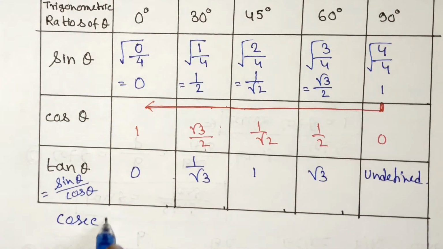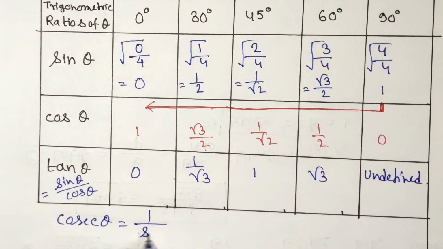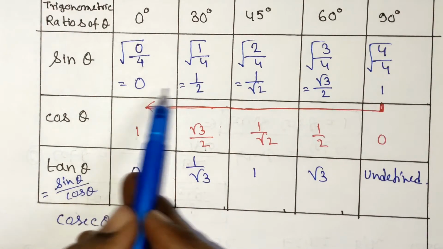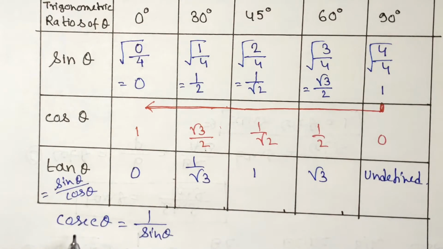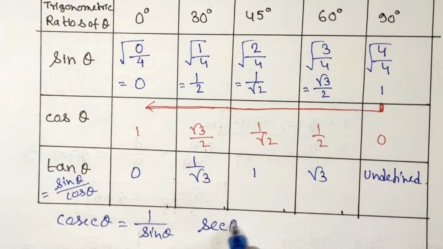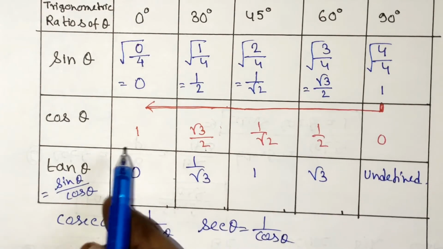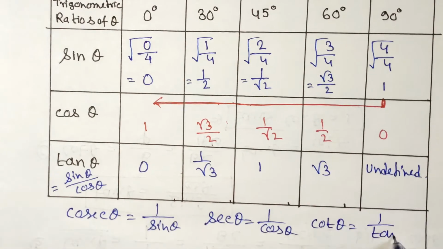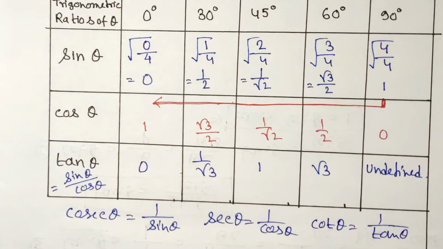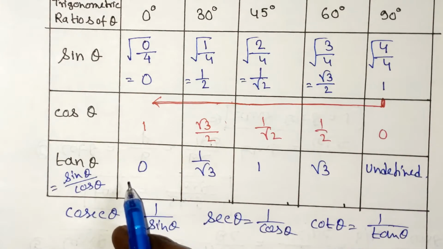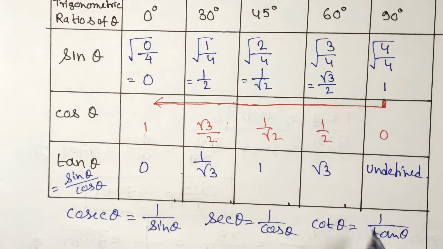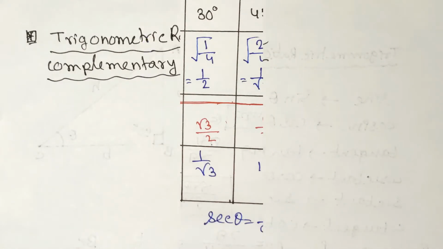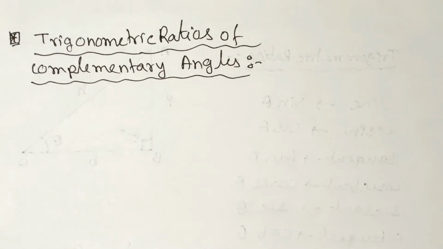For cosec theta, write cosec theta is equal to 1 by sin theta. So the reciprocals of these values are the corresponding values of cosec theta, and you know sec theta is equal to 1 by cos theta. So the reciprocals of these values are the corresponding values of sec theta, and cot theta is equal to 1 by tan theta. So the reciprocals of these values are the values of cot theta.